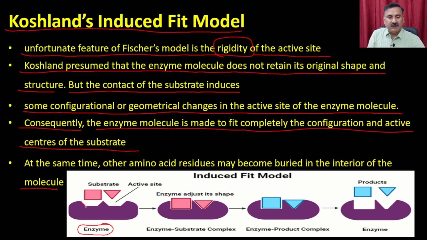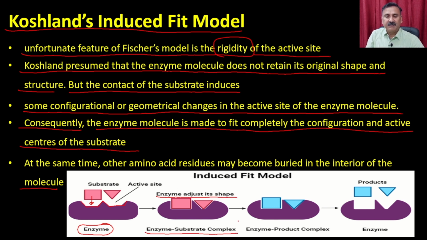So you can imagine that this is the active site, which is very relaxed in terms of the binding site, and you'll see that the substrate has two different types of groups. One is a square and another one is a triangle, right? So when the substrate approaches the enzyme, it induces conformational as well as configurational changes in the enzyme, which means it is asking the enzyme to change its side chains, and that's how the enzyme adjusts its shape and forms the enzyme-substrate complex.